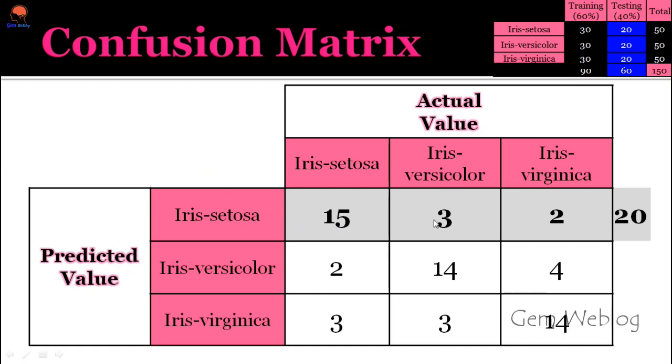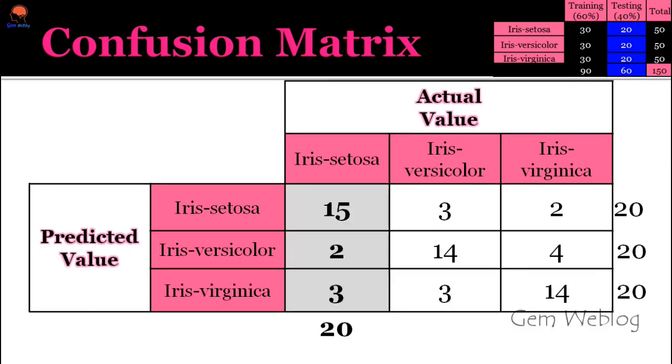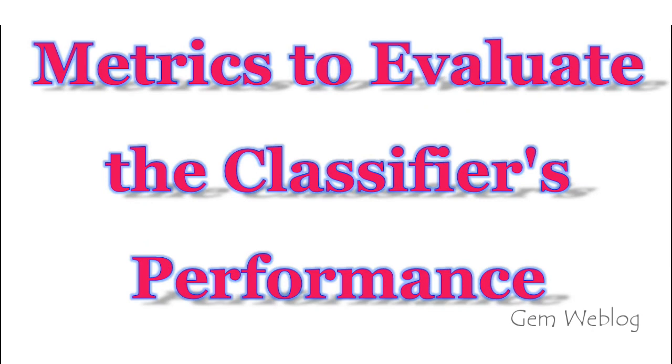Now totally, 15 plus 3 plus 2, it is 20 samples belonging to iris setosa. 2 plus 14 plus 4, 20 samples belonging to versicolor. 3 plus 3 plus 14, 20 samples belonging to virginica, which are predicted by the machine learning model. 15 plus 2 plus 3, 20 samples belong to iris setosa. 3 plus 14 plus 3, 20 samples belong to versicolor. 2 plus 4 plus 14 equal to 20 samples belong to virginica actually. So totally 60 samples. Now we'll look into the metrics to evaluate the classifier performance from the confusion matrix.